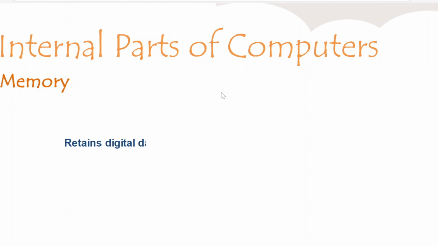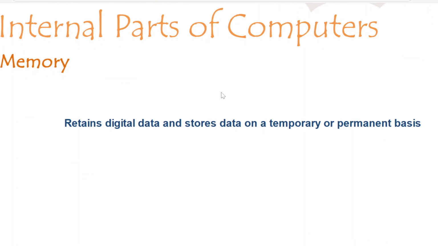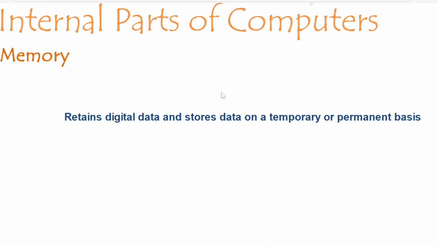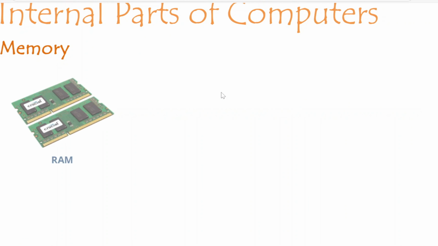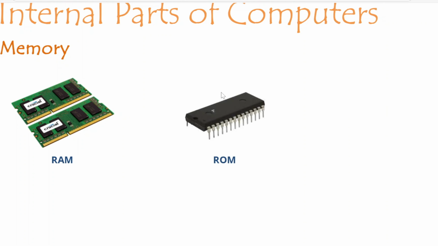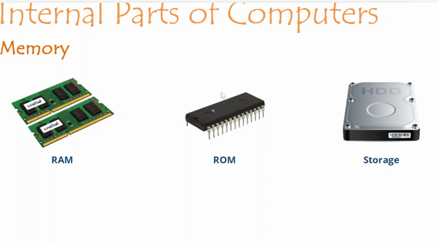Computer memory can be defined as a type of technology comprising computer components and recording media for retaining the digital data. It stores data on a temporary or on a permanent basis. The three main types of memory are random access memory, or RAM, read-only memory, or ROM, and storage memory.